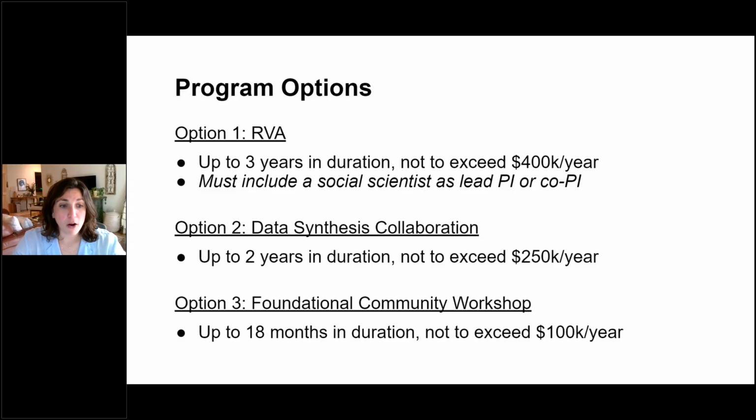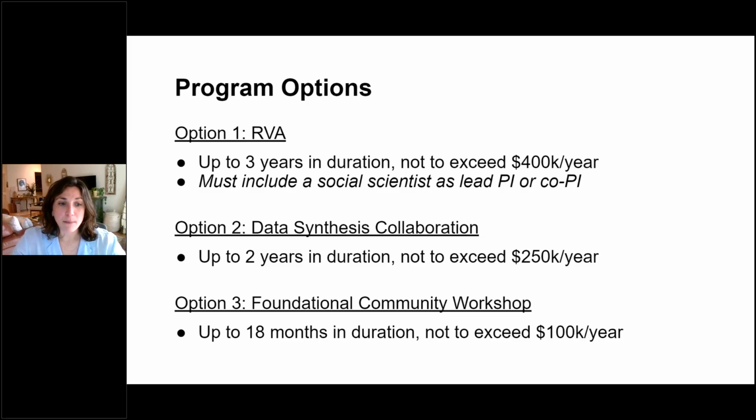So there are 3 different options that you can apply for your project. Option 1 is a regional vulnerability assessment, and I'll go into that in a second. Option 2 is a data synthesis collaboration, and option 3 is a foundational community workshop. So any project must align with one of these options.